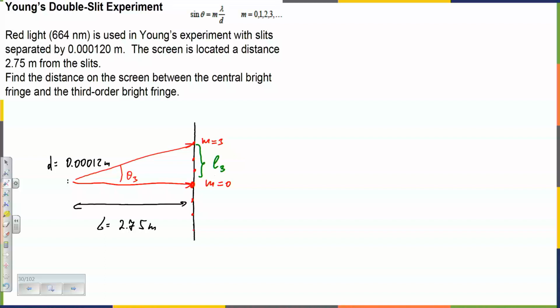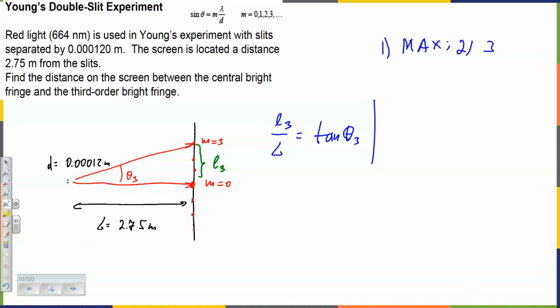So if we look at this triangle right now, we can write immediately that L3 over L is supposed to be equal to tangent of the third theta. That's geometry. Now we can use physics. That's the third maximum. First of all, it is a maximum. Second of all, it's the third. That's what we really need. We have already two. We call them Republicans and Democrats. We need the third.